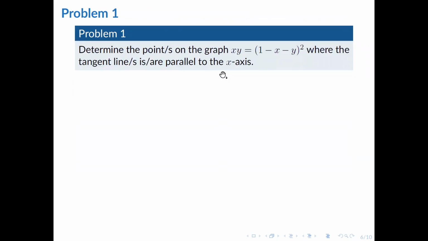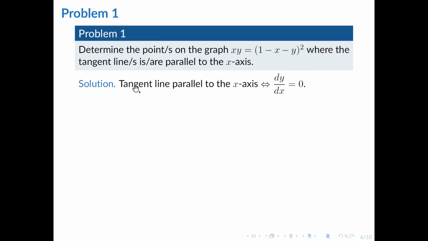Okay, so let's move on to problems now. Determine the points on the graph of xy equals quantity 1 minus x minus y squared, where the tangent lines are parallel to the x-axis. You may pause the video and try it yourself now. Okay, hope you tried it yourself. And now I'll be giving you the solution.